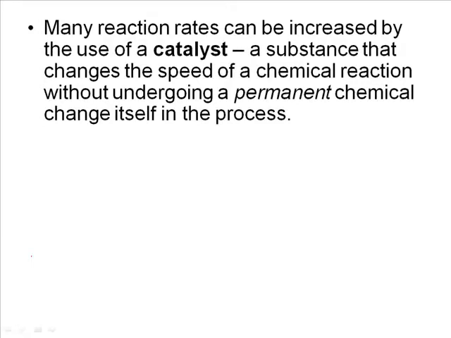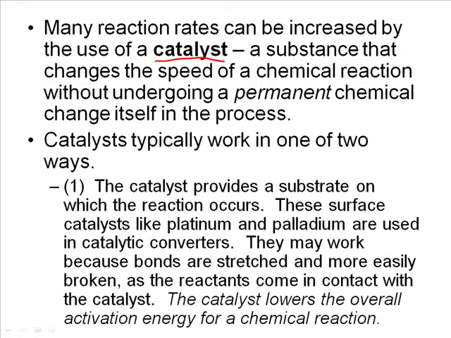A lot of reactions can be increased by the use of a catalyst. A catalyst is something that changes the speed of a chemical reaction without undergoing a permanent chemical change itself in the process. So there's two different ways a catalyst can work. It can either A, basically provide a place for the reaction to happen. In a catalytic converter, which is part of the muffler in your car, there's plates that are platinum and palladium, and what they do is they work because bonds are stretched and more easily broken when they come in contact with the platinum and the palladium.